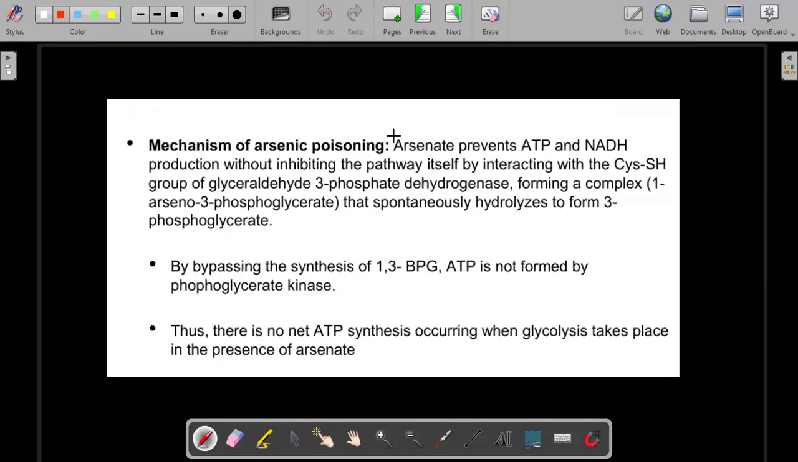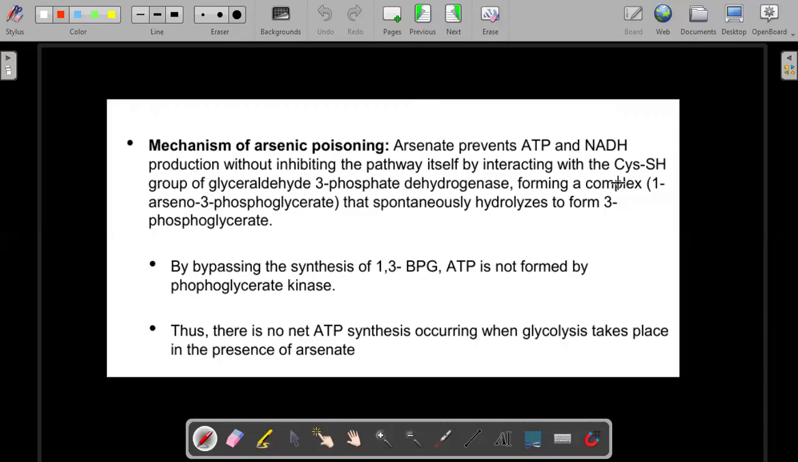Away from the enzymes, we can have arsenic poisoning. This can inhibit your glycolysis without inhibiting the enzymes themselves that work in glycolysis. It has other ways of inhibiting the entire pathway without touching those enzymes. Arsenic will prevent ATP production without inhibiting the pathway itself, like I've mentioned.